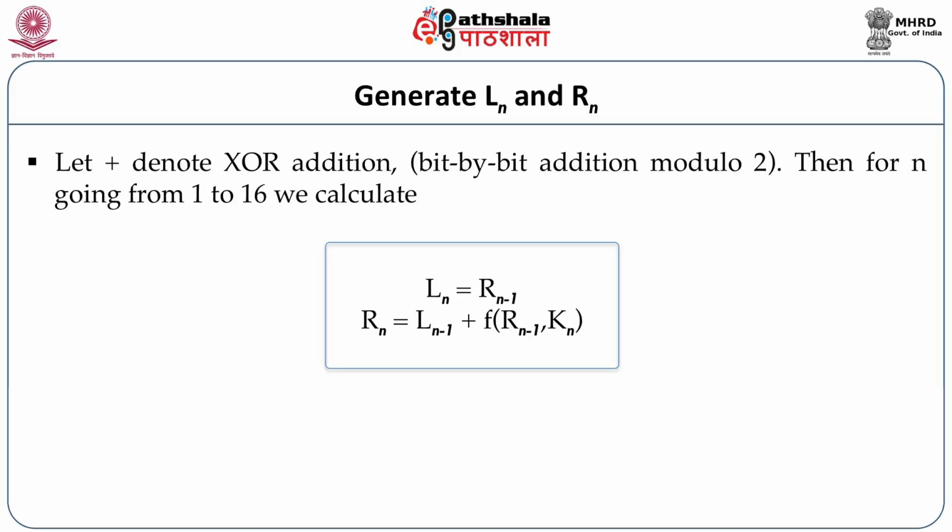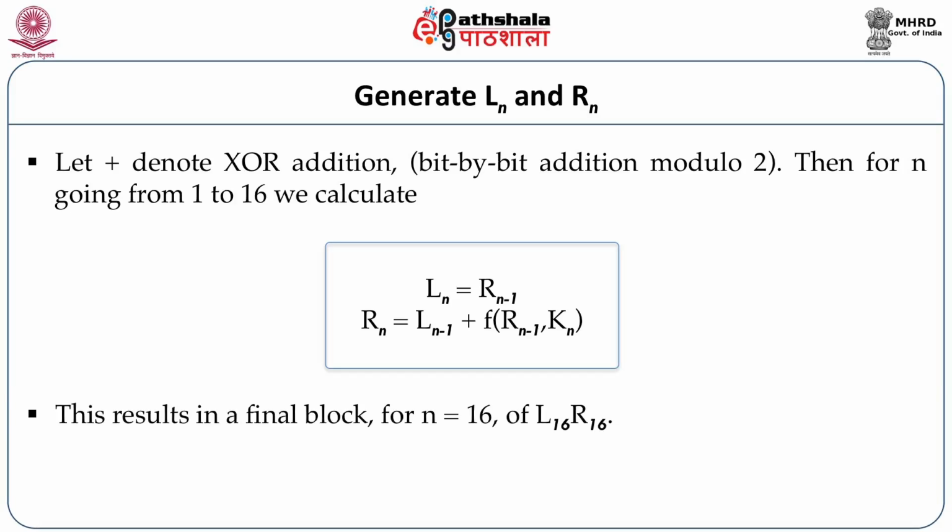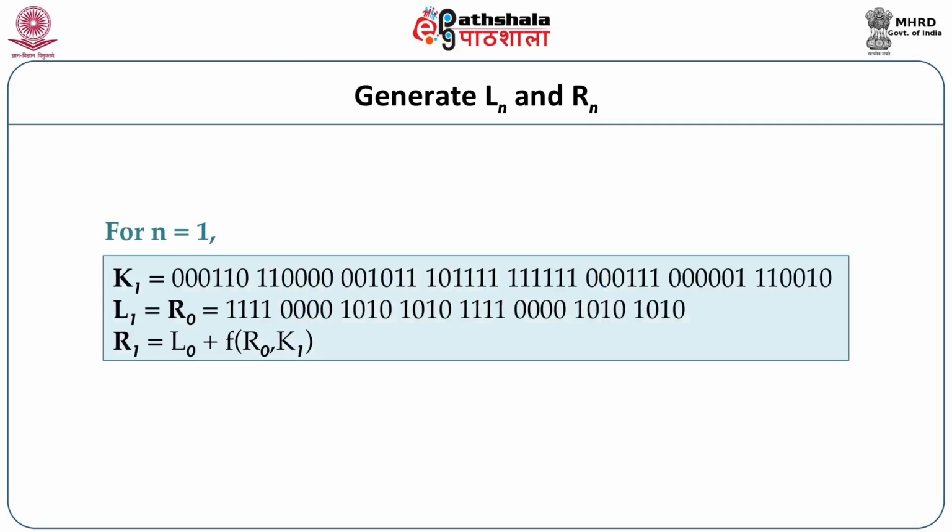And if we want to generate the right half of the next round, we take the left half of the previous round, plus we apply the function on the right half and the key. The right half and left half for the current round should be generated from the previous ones. This results in the final block for n equal to 16 of L16 and R16. For example, for n equal to 1, we have K1, L1 and R1.